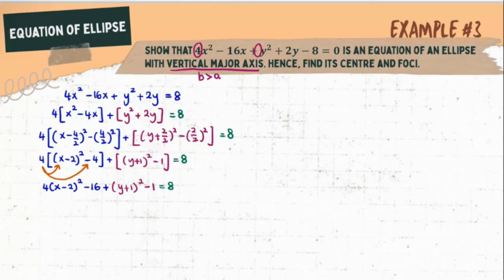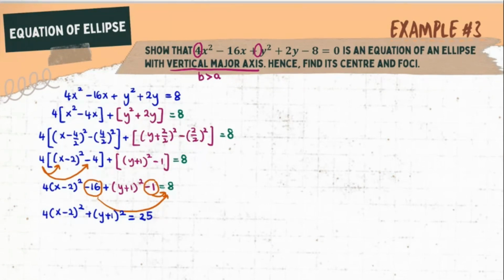Okay, so you can see I did completing the square for both the blue and the red, and then we get it in this form. Next, the constants we need to move to the right hand side. So we have 4 times (x minus 2) squared plus (y plus 1) squared equals to 8 plus 1, 9, plus 16, 25. So we have 25. Okay.